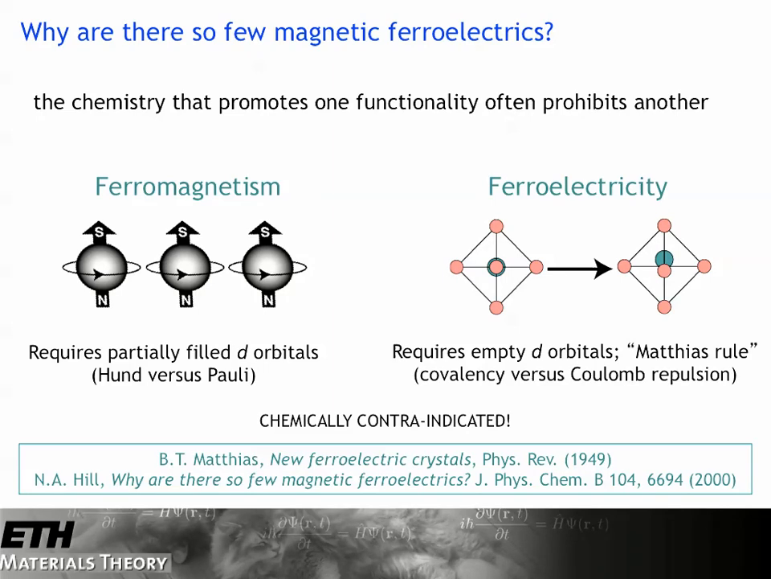So you see immediately the problem. If I want to have magnetism, I need to have d electrons on my transition metal. If I want to have ferroelectricity, I need to not have d electrons on my transition metal. And this is the basic reason why if you just go randomly dig a perovskite out of the ground, it's going to be one or the other of magnetic and ferroelectric, or maybe neither, but it's not going to be both.